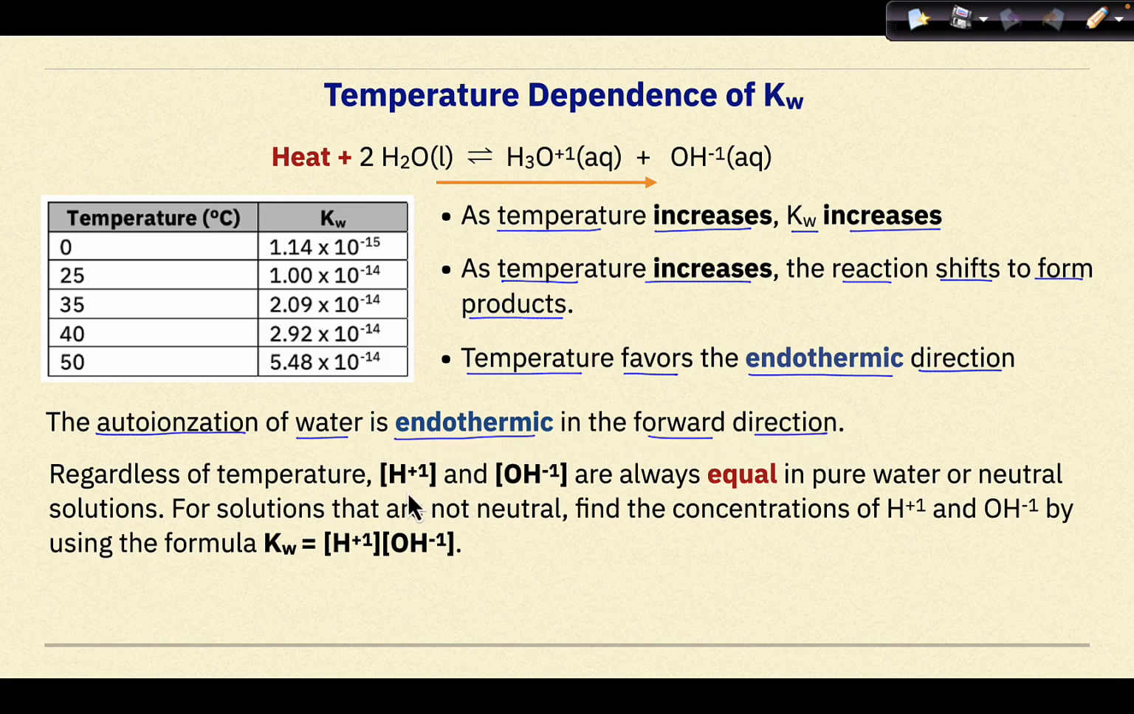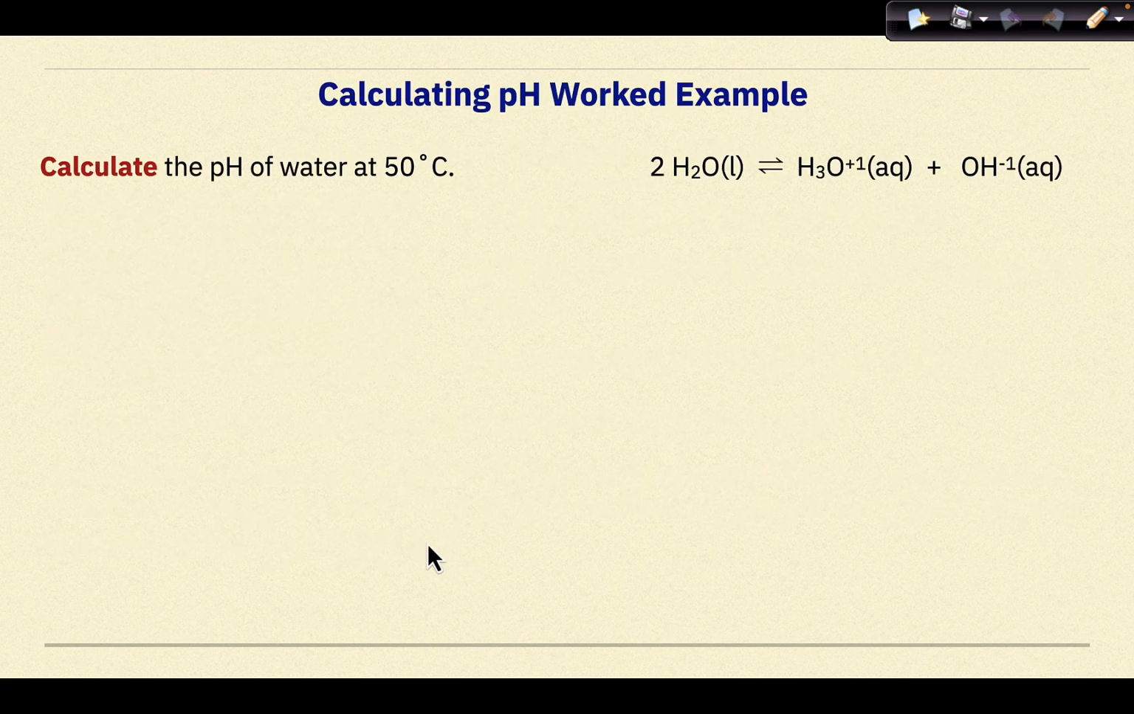Regardless of temperature, the hydrogen ion concentration and hydroxide ion concentration are always equal in pure water or neutral solutions. For solutions that are not neutral, find the concentration of hydrogen ions and hydroxide ions by using the formula Kw is equal to hydrogen ion concentration times hydroxide ion concentration.